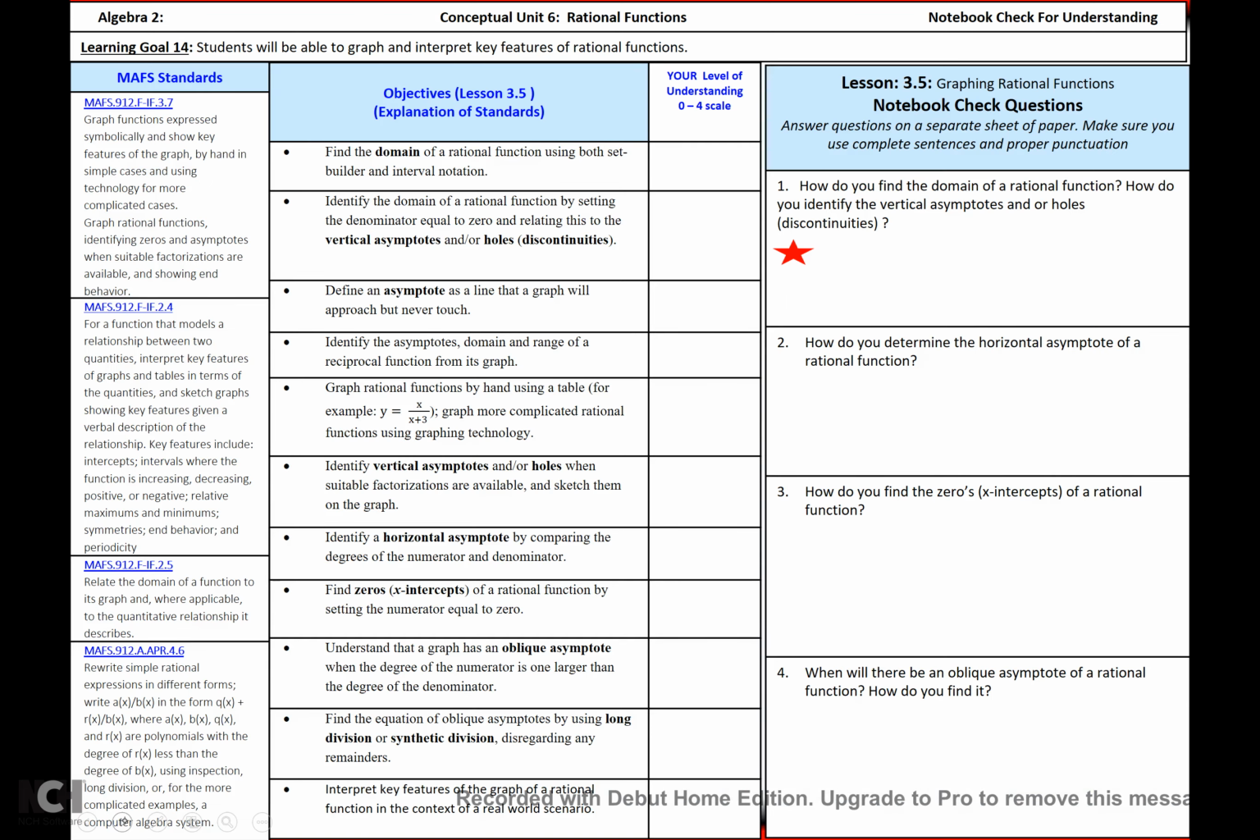So how do you find the domain of a rational function? Just that first part is you say, Mr. Denominator, you may never equal 0, and you solve it. Now, how do you find the vertical asymptotes and holes or discontinuities? That's what we're going to talk about next.